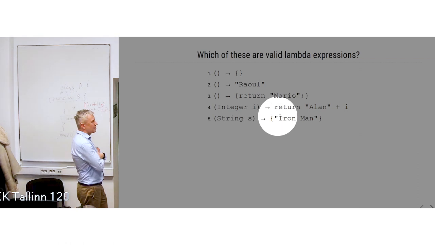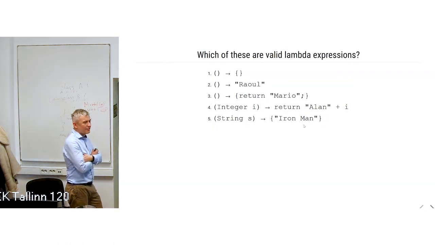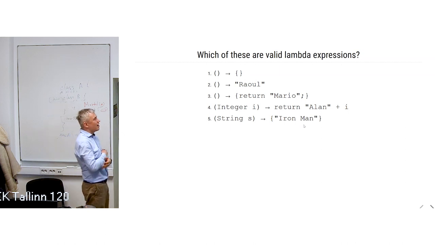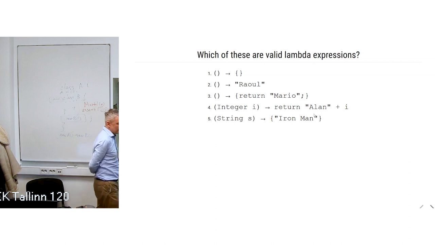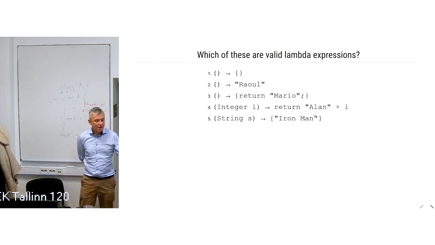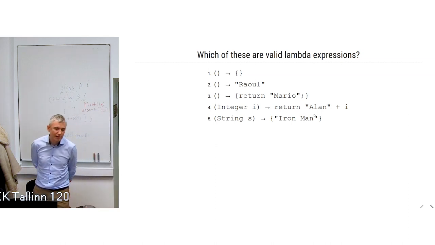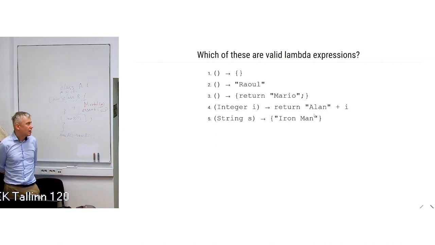And this one? It should have return, or rather it should use return and a semicolon, or be without curly braces. Yes, you got this. I think now it's absolutely clear what a correct, valid lambda expression in the Java language is. It's simple.